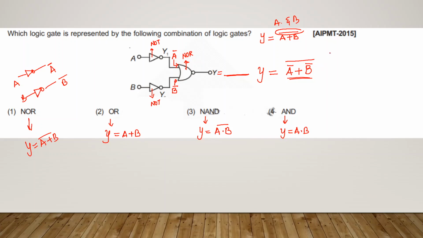See, here comes a new concept for you. I don't know why they are giving this, but in a few examinations they are giving this concept, that is called De Morgan's law. What this De Morgan's law says is that whenever there is the complement of the sum of two inputs, then its output can be written as A complement dot B complement. Similarly, this is the first De Morgan's law.